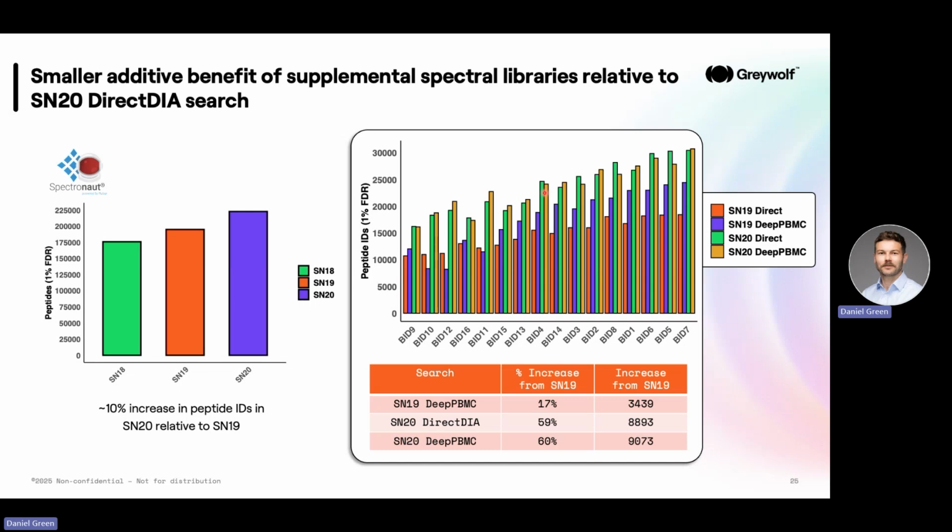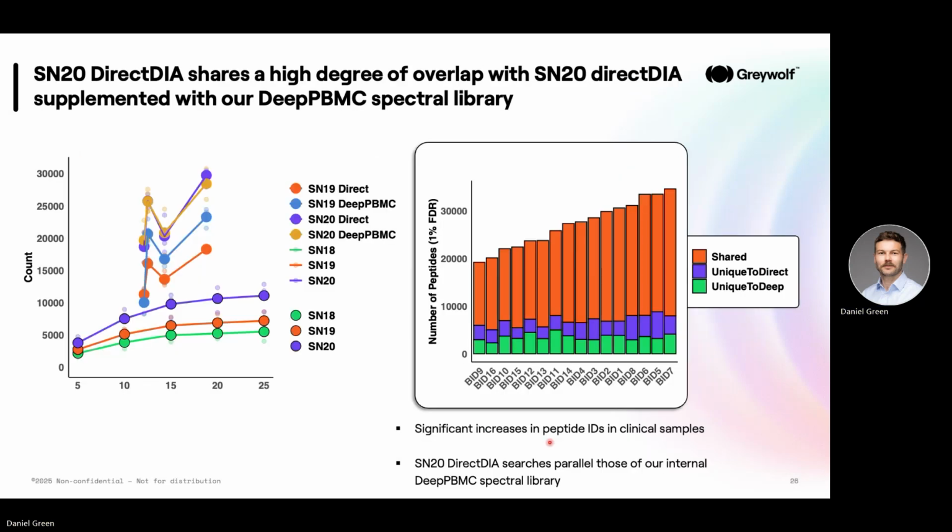So, again, to put numbers to this, we've gone from a scenario of using our deep PBMC library to gain a 17% performance gain in this particular cohort in terms of peptide IDs, through to a library-free search, which improves by 59%, and then adding that deep PBMC library only improves by a further 1%. And that was really interesting for us because we wanted to start to think about what these sets of peptides look like if there was only a 1% difference between them.